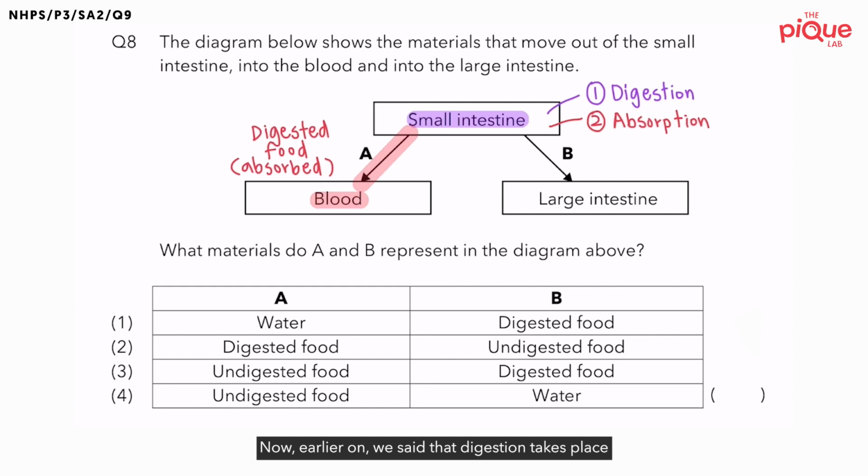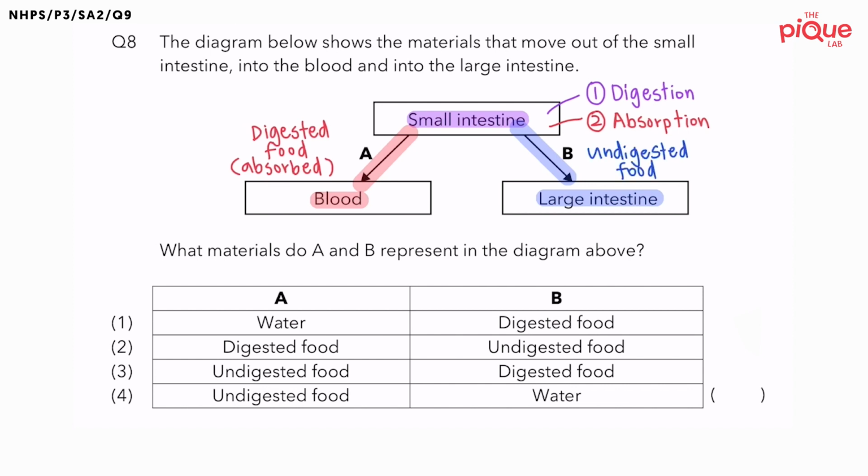Now, earlier on, we said that digestion takes place in the small intestine. Is all the food digested in the small intestine? No! There would be some undigested food left. And where would this undigested food move to? The undigested food would move from the small intestine into the next organ, which is the large intestine. So, over here, material B represents undigested food.